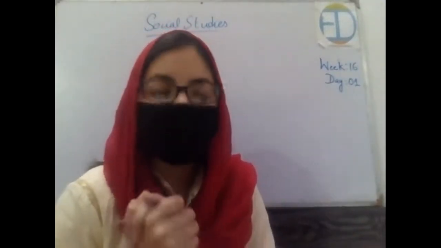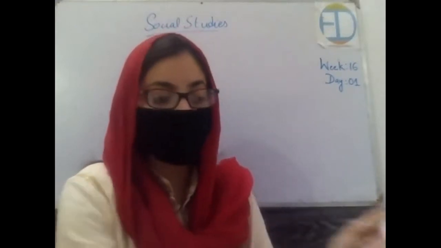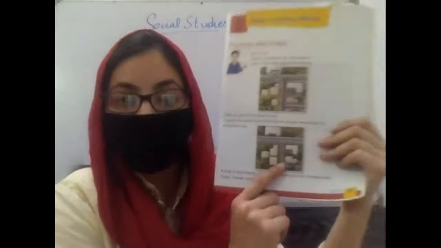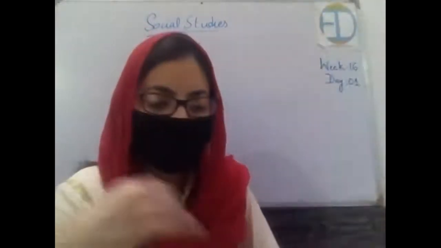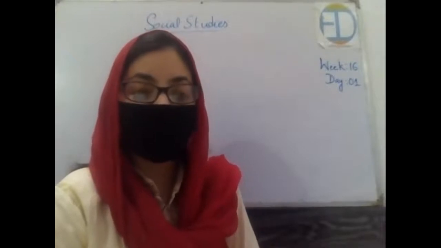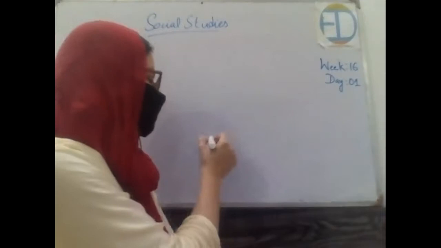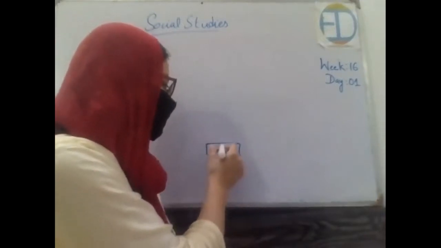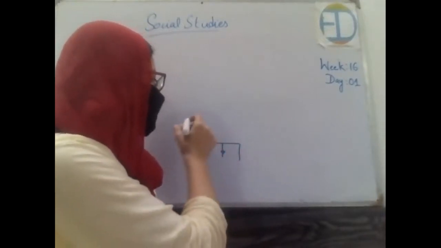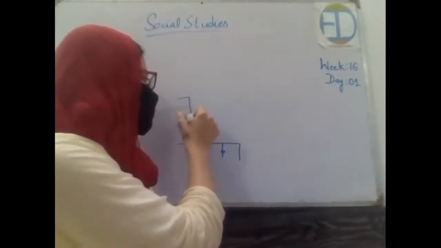Got it? Okay, now what is your class activity? Like Sami has made a map of his area, you are supposed to make a map of your house. So I'll be telling you how you can make that. Let's say I'm making it like this. Over here, this is an entrance. Then there are two bedrooms over here.